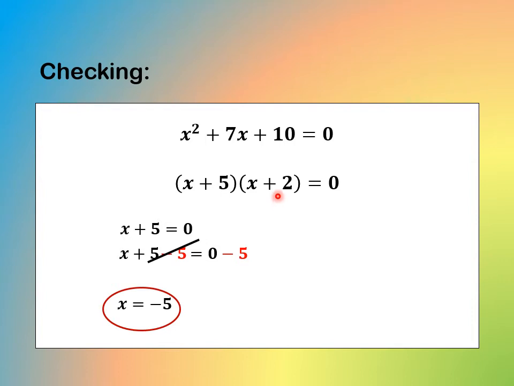Okay, so let's move on with x plus 2. So, we have x plus 2 is equal to 0.